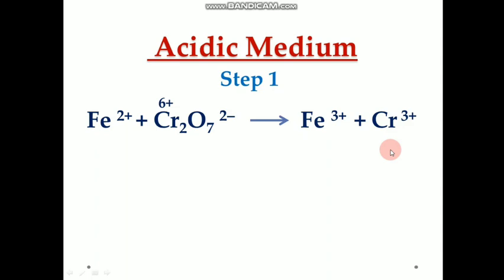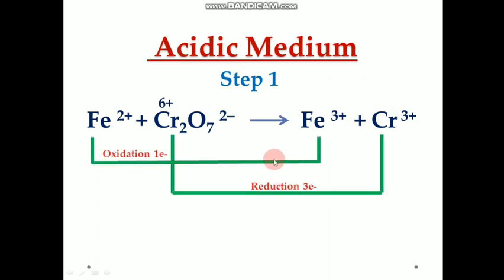So how are the oxidation and reduction? Fe2+ is converted from 2+ to 3+. From 2+ to 3+ it is an increase in oxidation state, and an increase in oxidation state means oxidation. In chromium, 6+ to 3+ is a decrease in oxidation state, which is reduction. So chromium is getting reduced by 3 electrons and iron is getting oxidized by 1 electron. This is the first step in the acidic medium of the half reaction method.